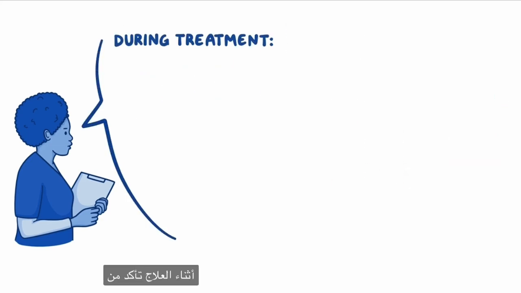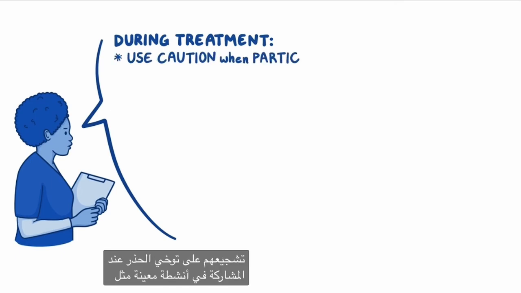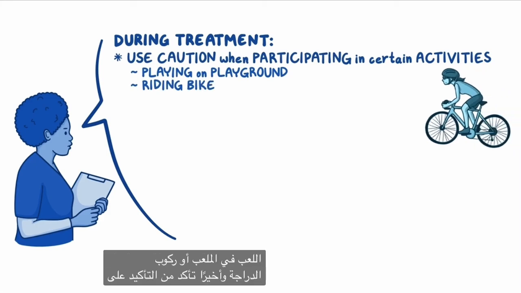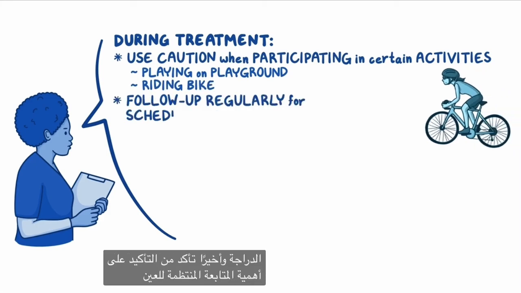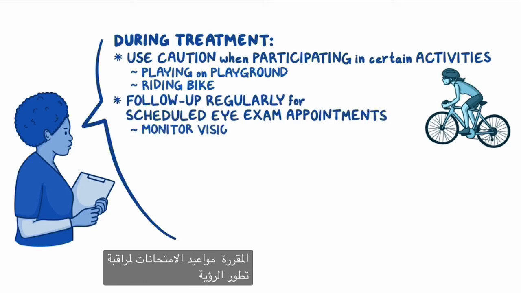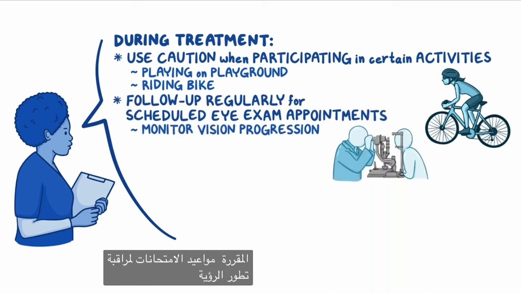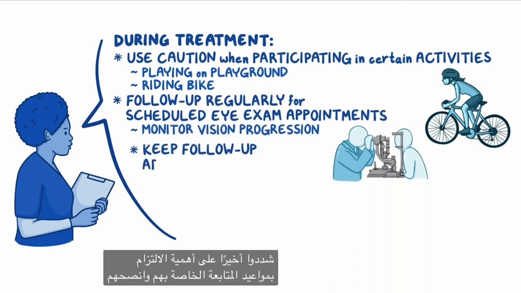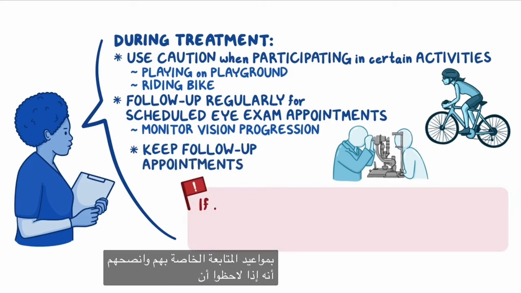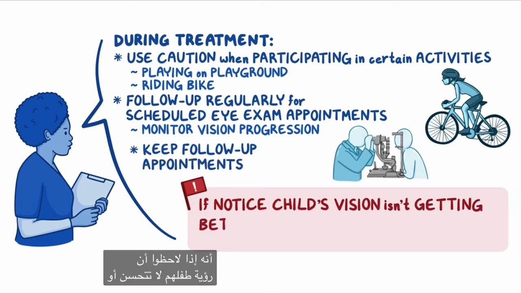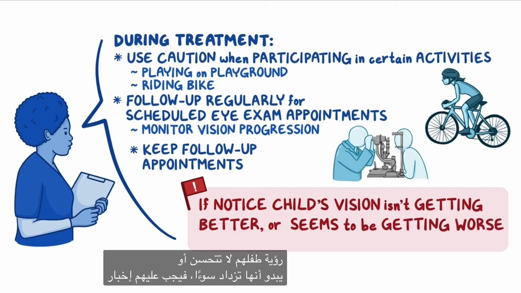During treatment, be sure to encourage them to use caution when participating in certain activities, like playing on the playground or riding a bike. Lastly, be sure to emphasize the importance of following up regularly for scheduled eye exam appointments to monitor vision progression. Finally, stress the importance of keeping their follow-up appointments, and advise them that if they notice that their child's vision isn't getting better or that it seems to be getting worse, they should let their healthcare provider know.